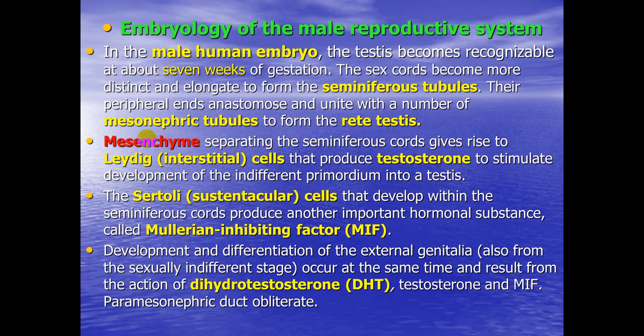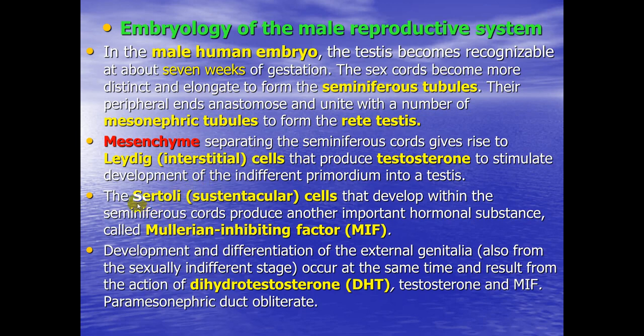The second source of the development of the testis is mesenchyme. Mesenchymal cells separate the seminiferous cords from one another and give rise to interstitial cells, so-called Leydig cells. And these cells develop very early between the seminiferous tubules and start to produce testosterone. And testosterone stimulates development of the indifferent primordium into a testis.